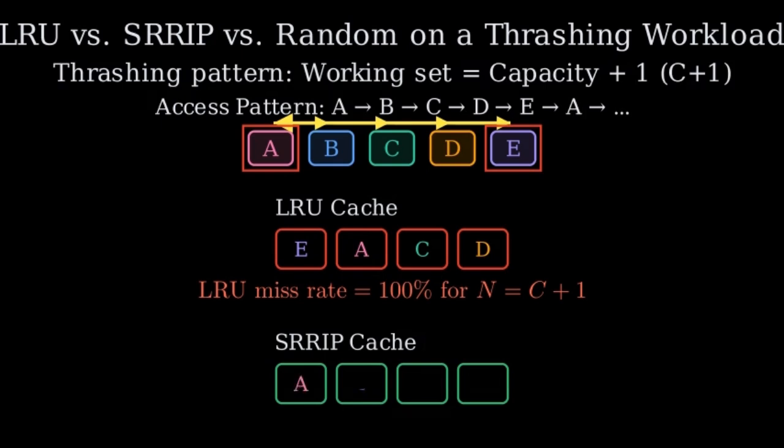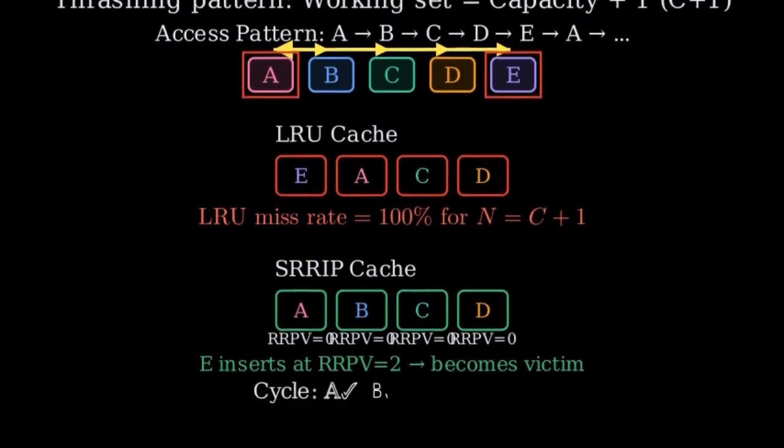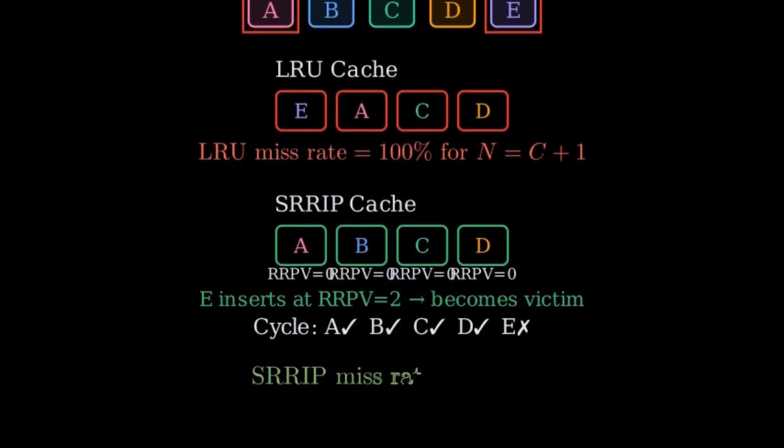On our thrashing cycle, SRRIP converges to a very stable pattern. Exactly one specific item always misses, while the other C items stay resident and produce hits on every reuse. Let's visualize a steady state snapshot for capacity 4. Mathematically, that means one miss per 5 references, so the miss rate is 1 over C plus 1.